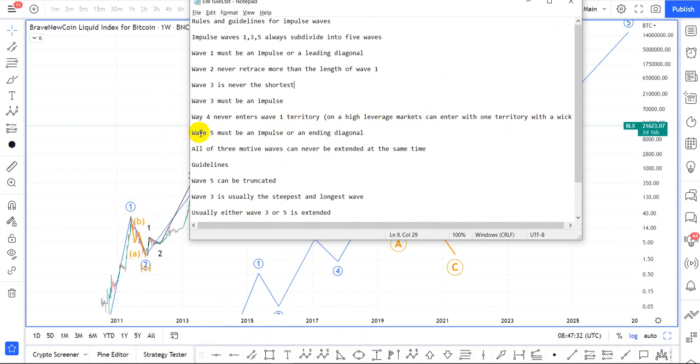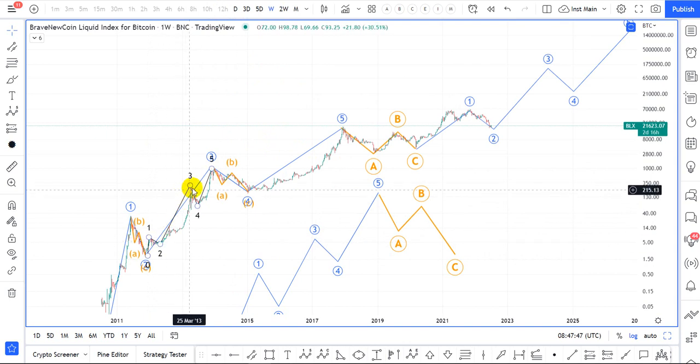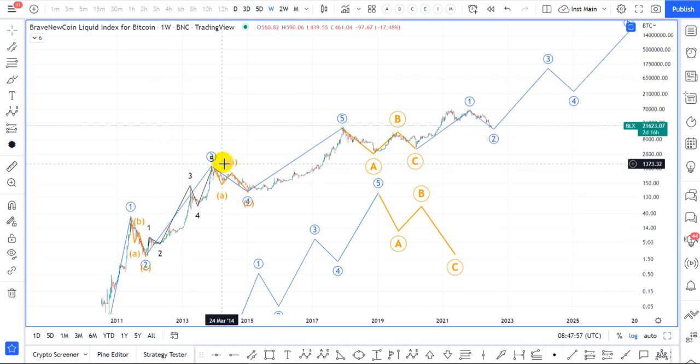We talked about that. Wave 5 must be an impulse or an ending diagonal. Of all the 3 motive waves, only one can be extended, but most of the time wave 3 or wave 5 is extended. For example, here you see there's an extended wave 3. See how big it is? And this is the cool thing about it: wave 3 is usually the extended one. So it goes all the way here, and if you catch that one, you're in good profit, right?